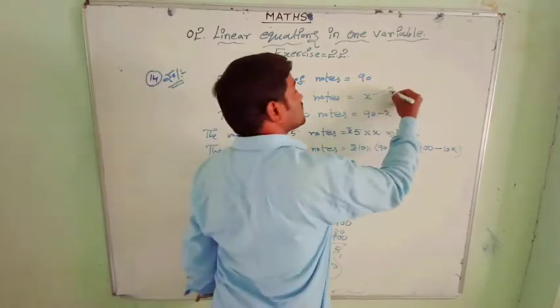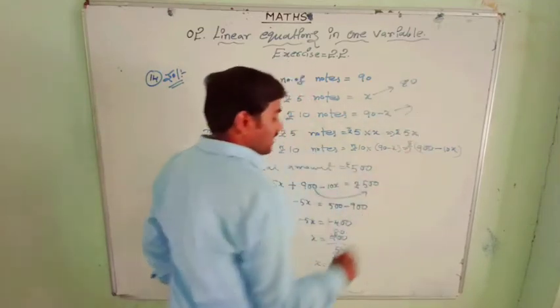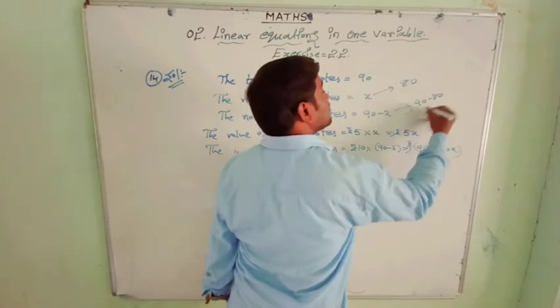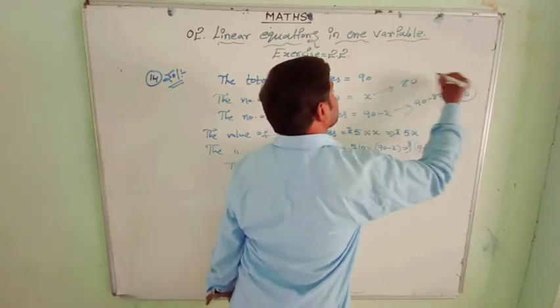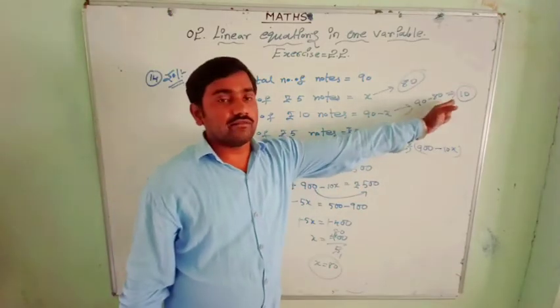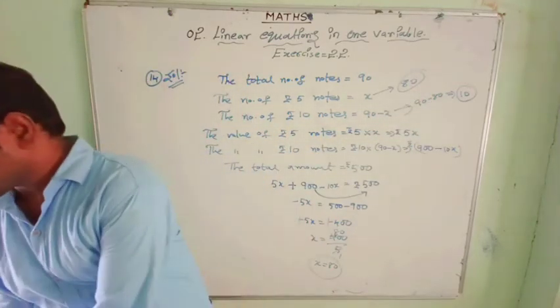x is the number of 5 rupees notes, that is 80, and the number of 10 rupees notes is 90 minus 80, which equals 10. So 5 rupees notes are 80, 10 rupees notes are 10. You have to write that in the therefore form.